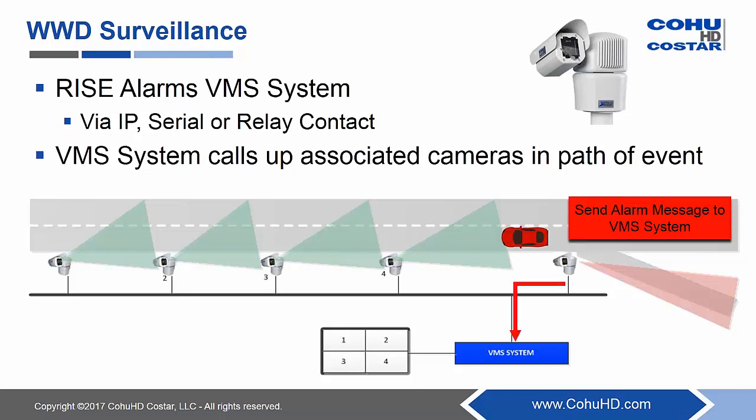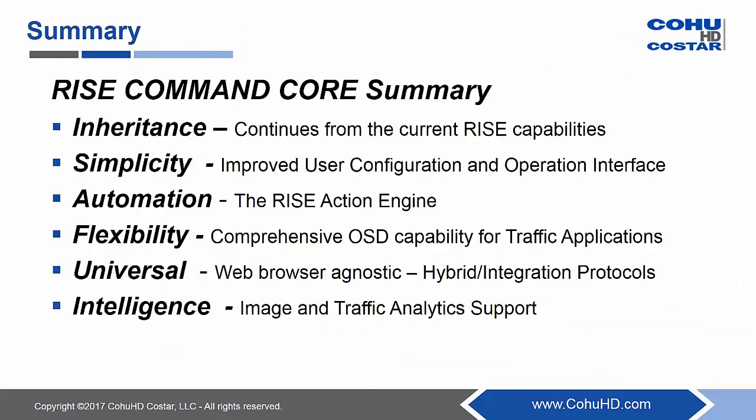And then the next thing would be that if the car goes through and is going the wrong direction along a roadway, you could send a signal to a VMS system that would allow you to call up the associated cameras along the roadway, so that the operators would have a long-term view of the roadway while the car is going the wrong direction.